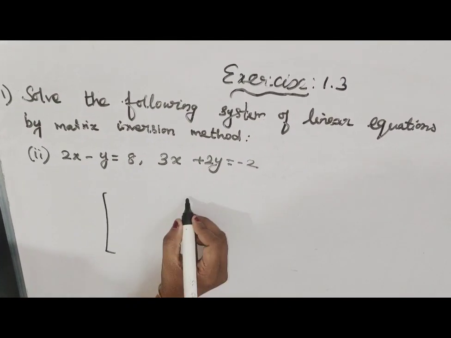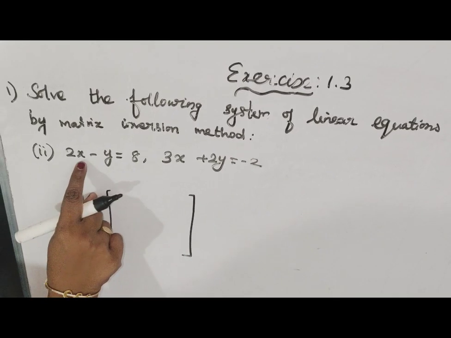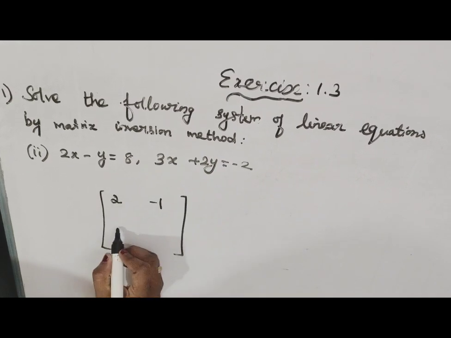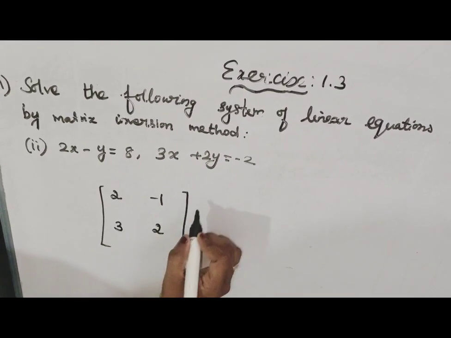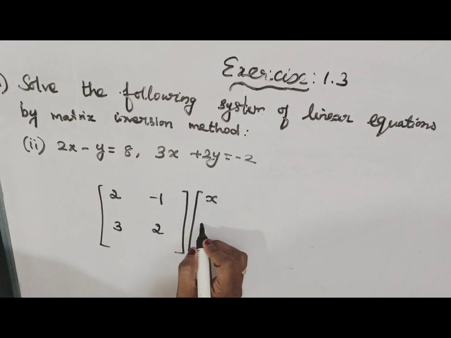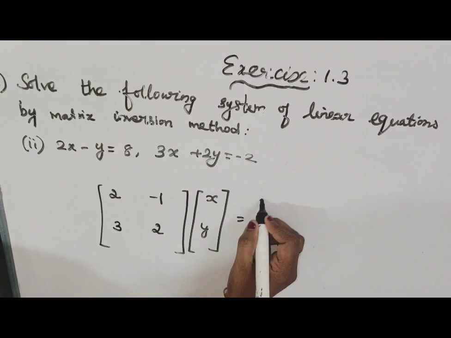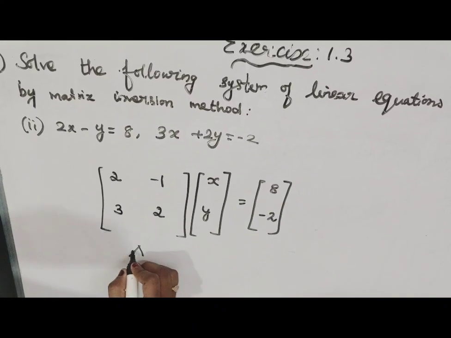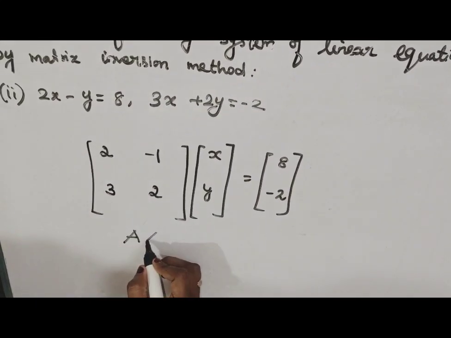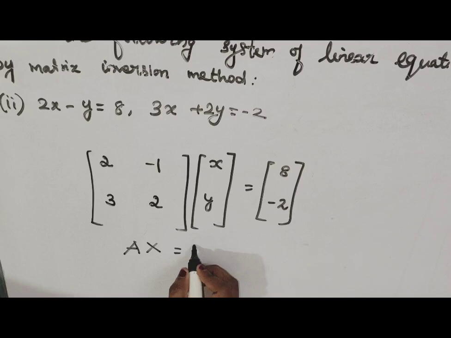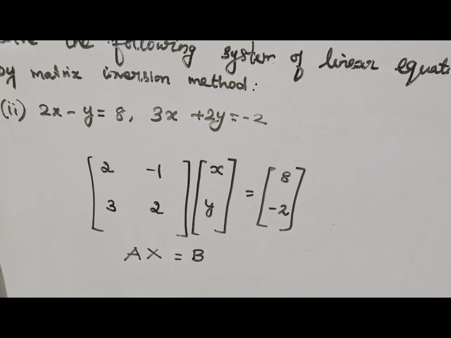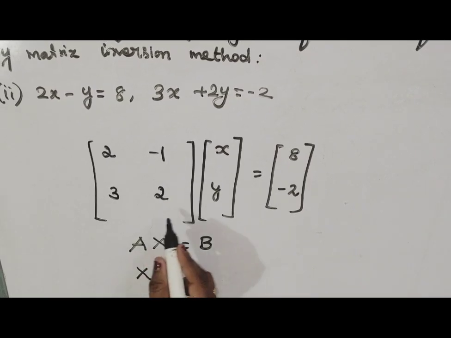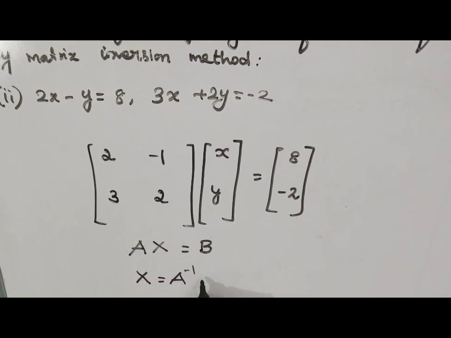So first we will write the coefficients of the variables x and y. So 2 minus 1, x coefficient is 3, y coefficient is 2, and we have the variables x, y, and on the right hand side we have the constants 8, minus 2. So this matrix we can consider as A. This matrix we will consider as some variable. I am considering it as x, which is equal to this matrix B. Now if I want to find the value of x, this A if I take it to the other side, it will become A inverse into B.